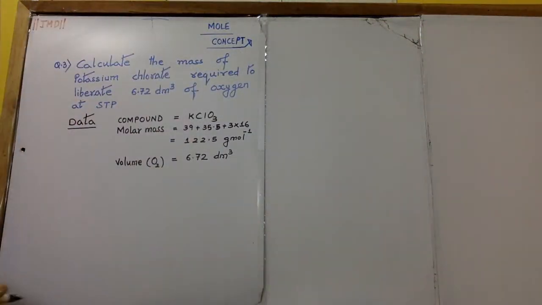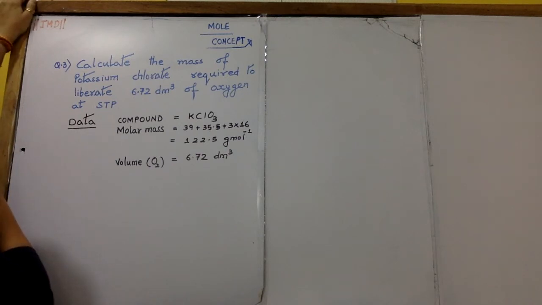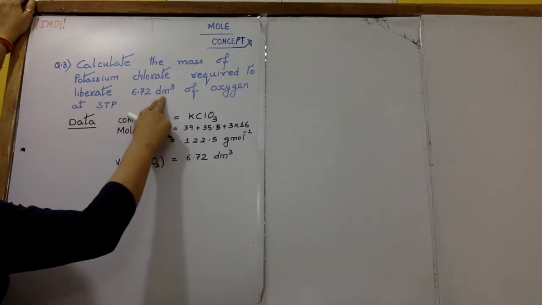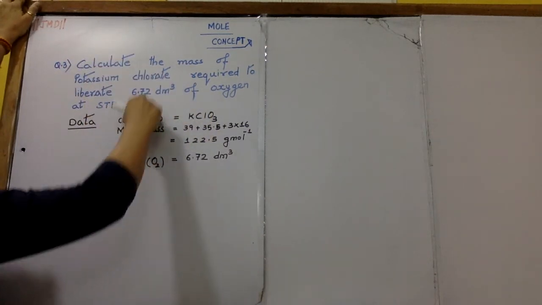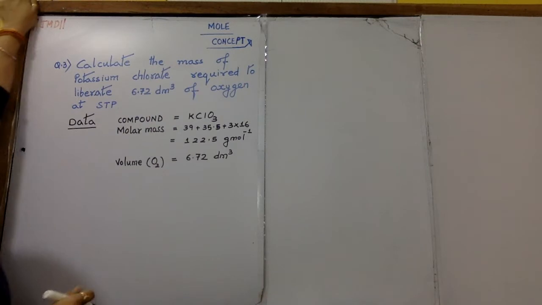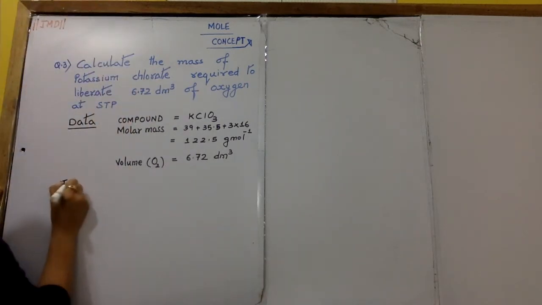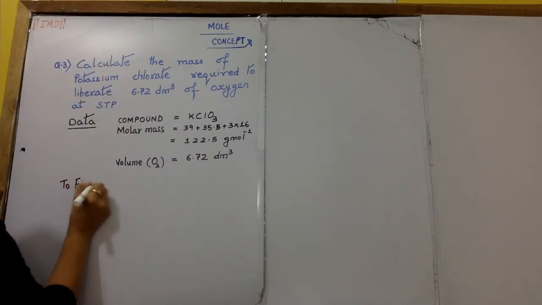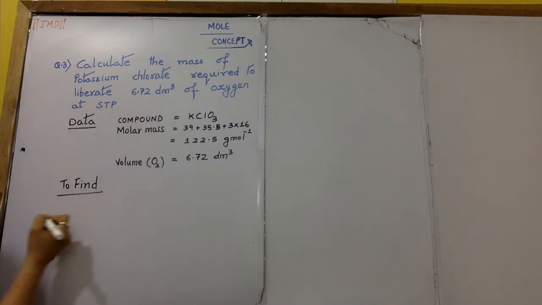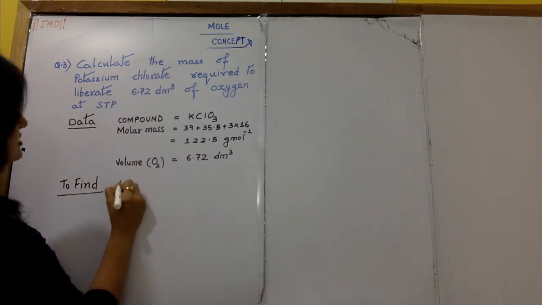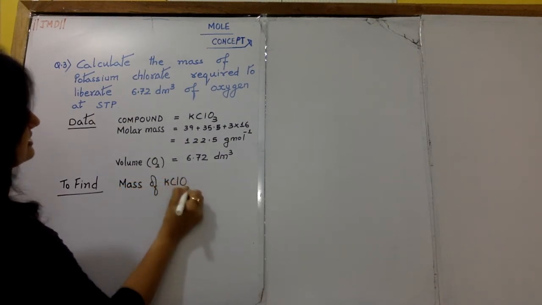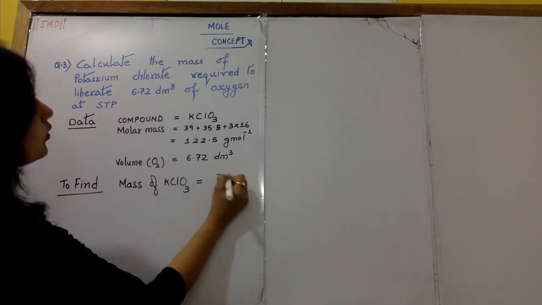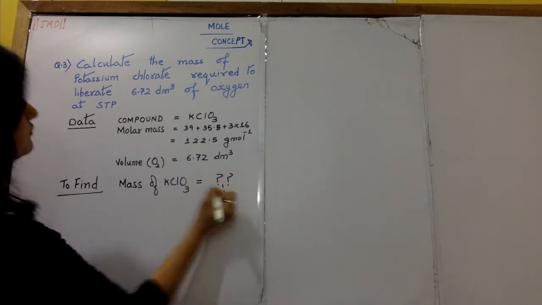Now what I want to find is, what do we have to find? We have to find that if we want to liberate 6.72 dm cube of oxygen at STP, how much mass of potassium chlorate will be used? That is what we are supposed to find. We have to find the mass of potassium chlorate. That is what we will find.